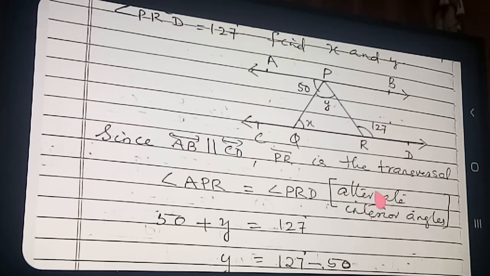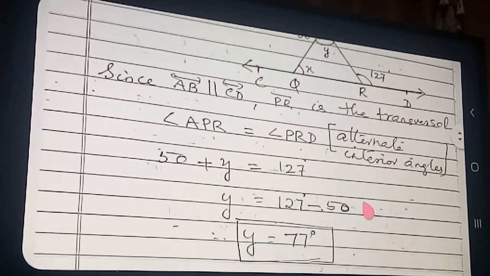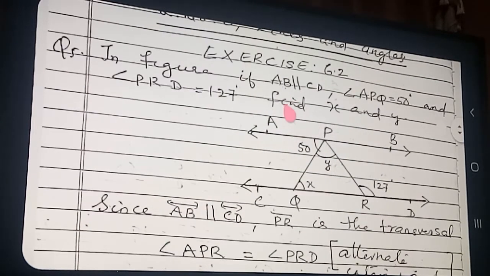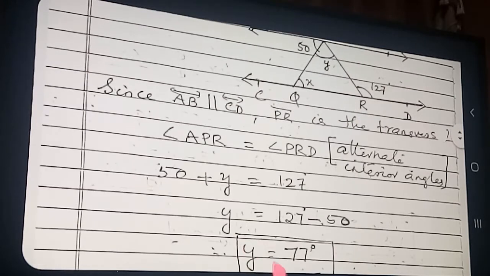Therefore, 127 minus 50, how much are you getting? 77 degrees. So you got the value of Y. See your question again. What do you want to find out? You want to find out X and Y. So what is the value of Y? You got Y is equal to 77.